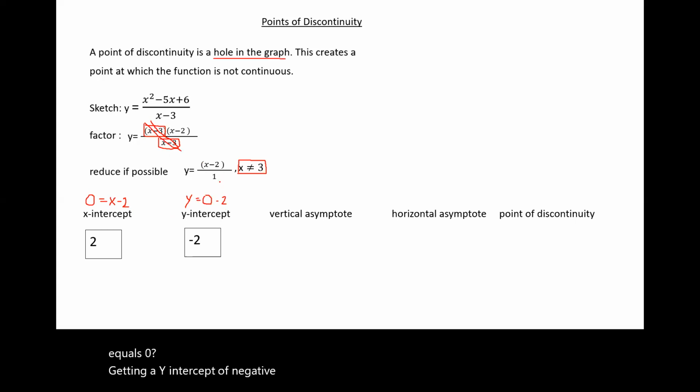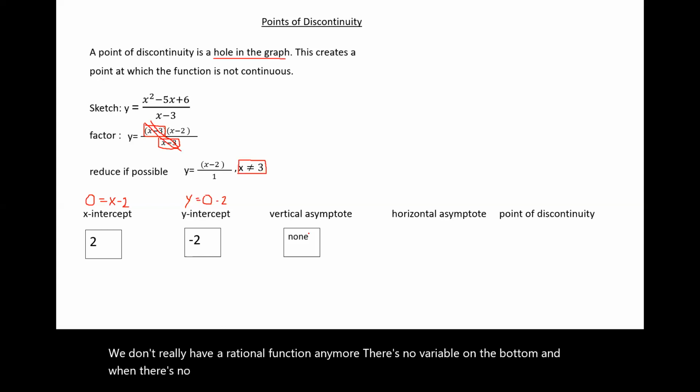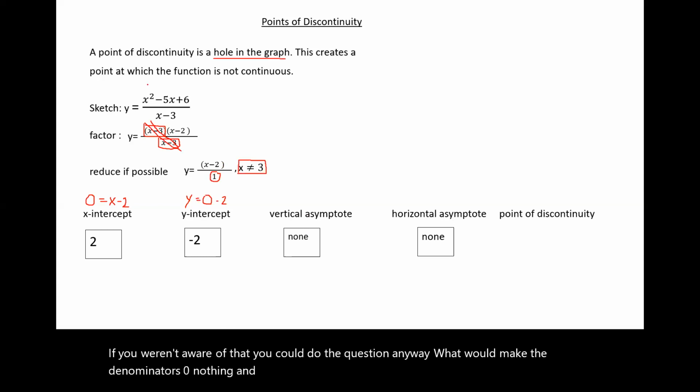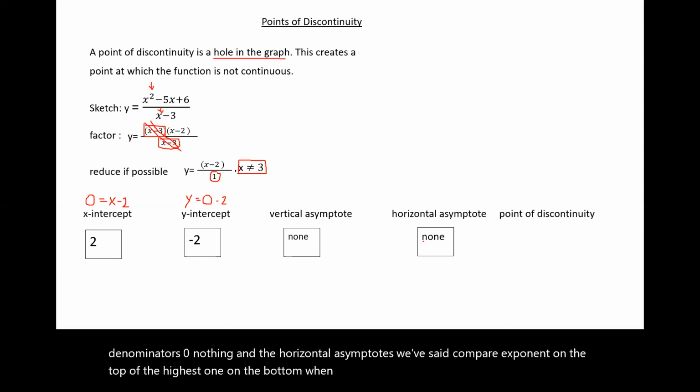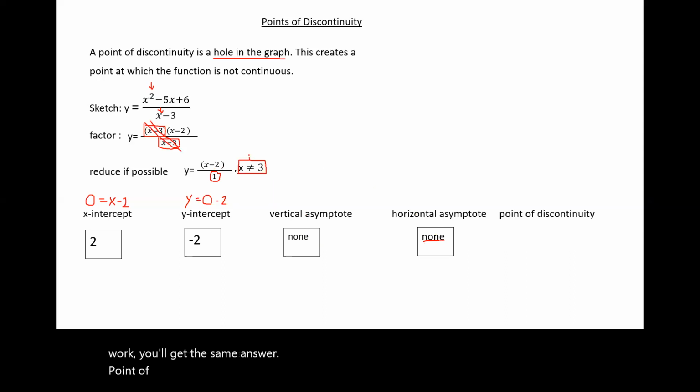Vertical asymptote. We don't really have a rational function anymore. There's no variable on the bottom. And when there's no variable on the bottom, you don't have any asymptotes. If you weren't aware of that, you could do the question anyway. What would make the denominator 0? Nothing. And the horizontal asymptote, we've said compare the exponent on the top with the highest one on the bottom. When the top is bigger, there is no horizontal asymptote. So whether you realize that this was no longer rational, or whether you did the work, you'll get the same answer. Point of discontinuity comes from here.